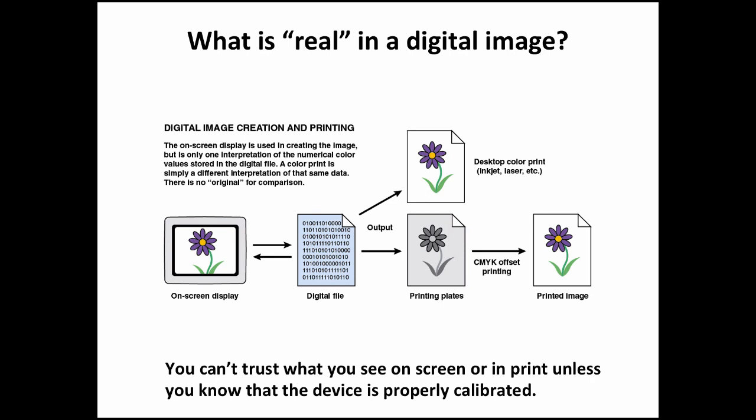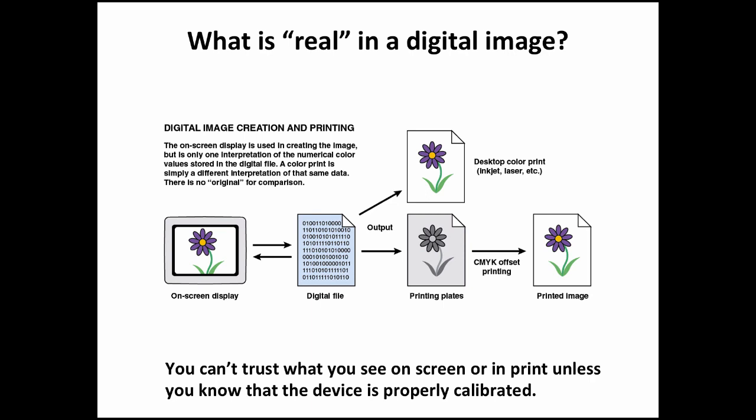Even as you are creating that digital file initially, you are relying on your monitor to show you an accurate interpretation of the values that are stored within that file. And if your monitor is out of whack, it may actually be showing you something that's very different from the numerical values in the file.